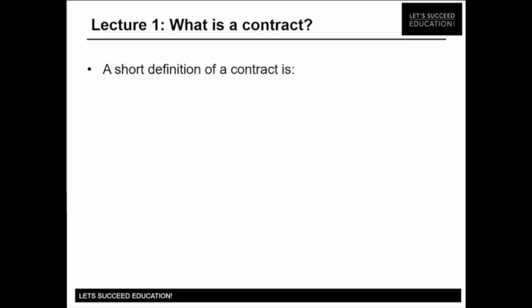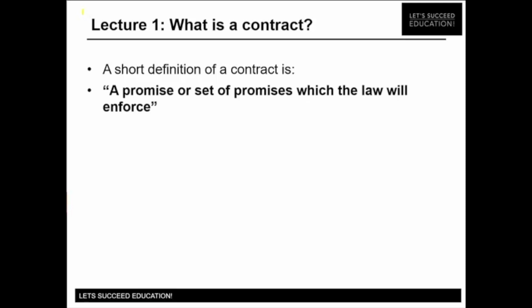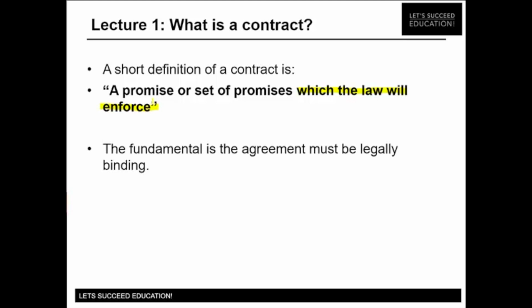So, Lecture 1, what is a contract? A useful short definition of a contract is a promise or set of promises, and most importantly, which the law will enforce. So the fundamental of this is the agreement must be legally binding, so enforceable in a court of law.